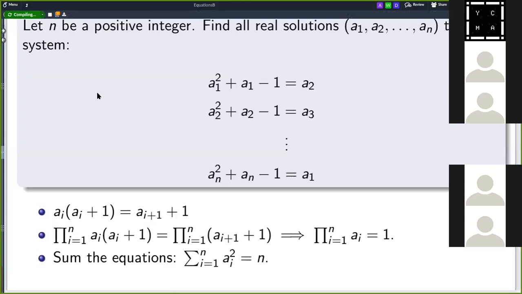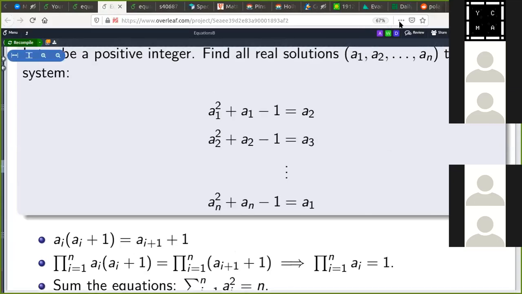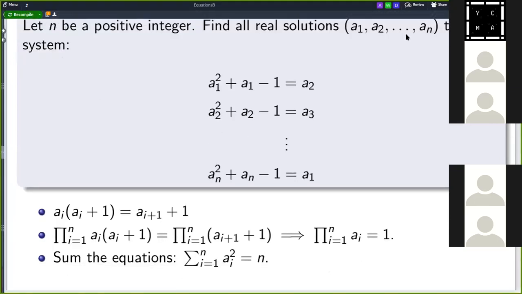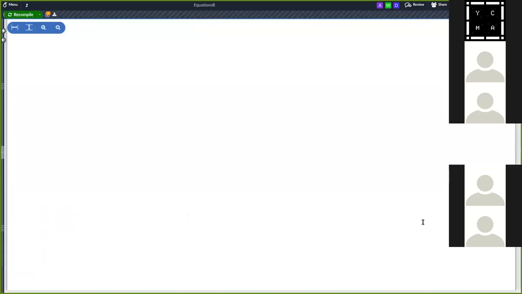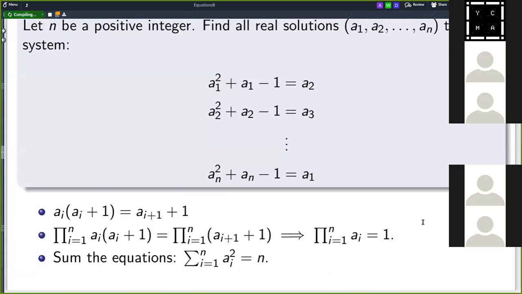Does anyone have any idea of how to relate those two? So yeah, Alex said AM-GM, so that seems useful because we have a product of all the terms, and we have the sum of their squares, and we know all the squares are positive, so we can apply AM-GM on them.